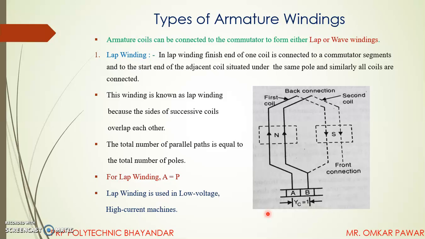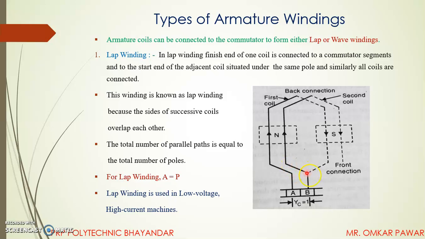Next is the types of armature winding. Armature coils can be connected to the commutator to form either lap or wave winding. So what is lap winding? In lap winding, the finish end of one coil, suppose this coil starts here and ends at this point, is connected to this commutator segment and to the start end of the adjacent coil.